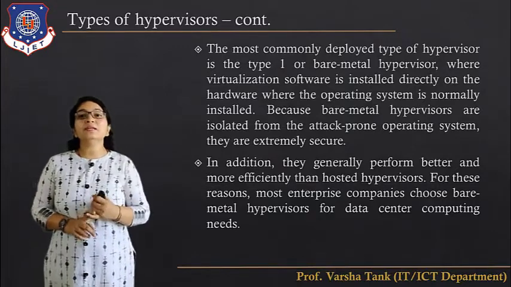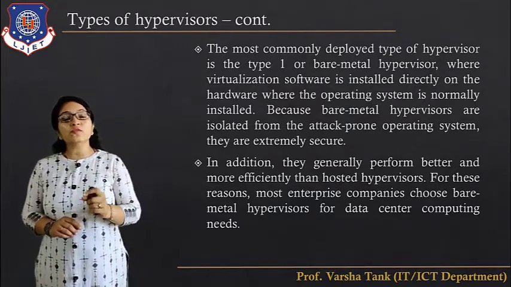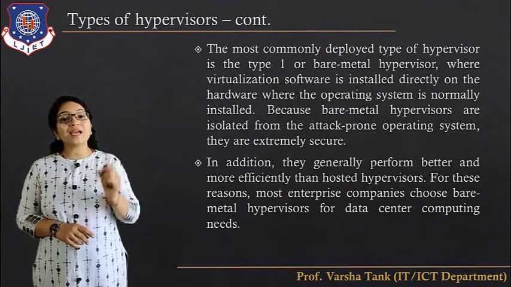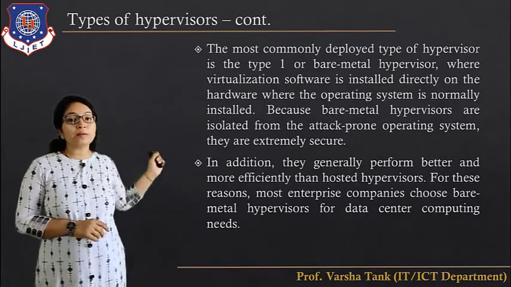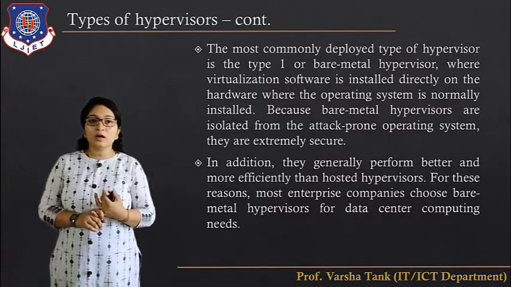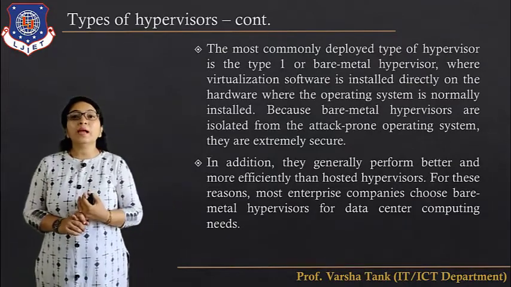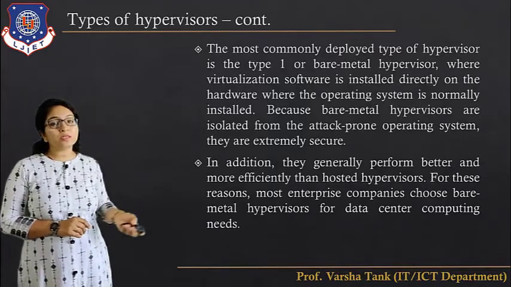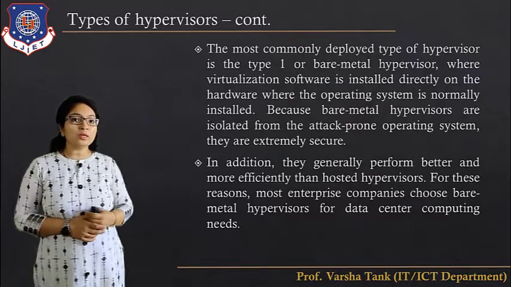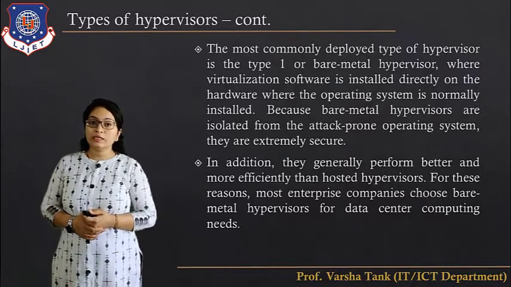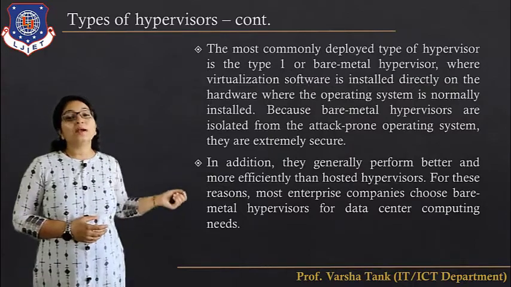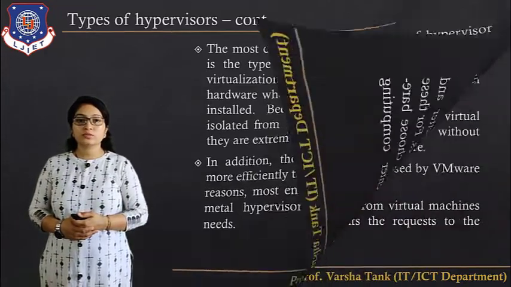Because bare metal hypervisors are isolated from the attack-prone operating system, they are extremely secure. So type 1 is extremely secure because we can prevent attacks. In addition, they generally perform better and more efficiently than the hosted hypervisor. For this reason, more enterprise companies choose the bare metal hypervisor for their data center computing needs. So for the centralization of the database and for data security, the type 1 hypervisor is used.